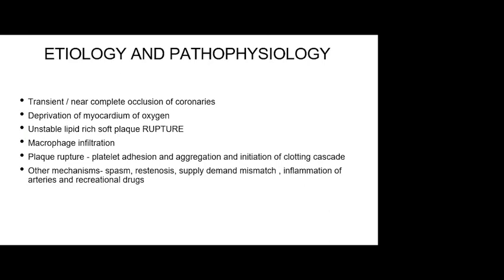There is a gradual increase in size, leading to narrowing of the luminal area. When it reaches more than 90% obstruction of the luminal area, you start to feel chest pain on exertion. That is classical angina, what we call stable angina: exertional central chest pain, radiating to several places and relieved by rest. That is stable.